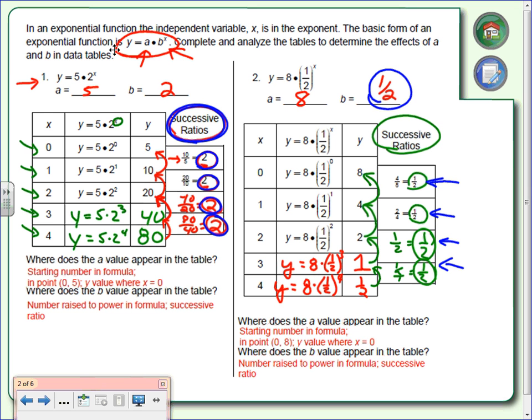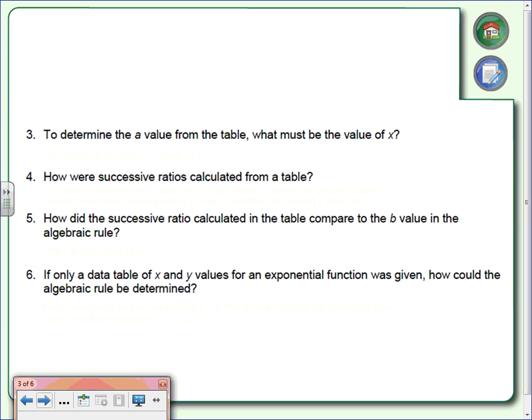So again, the two questions I'm going to ask before you leave: where do I find the A? Next to 0. B, where do I find the B? That's the successive ratio. Successive meaning one right after the other. All right, so that takes care of 1 and 2. Now let's take a look at number 3. To determine the A value from the table, what must be the value of X?